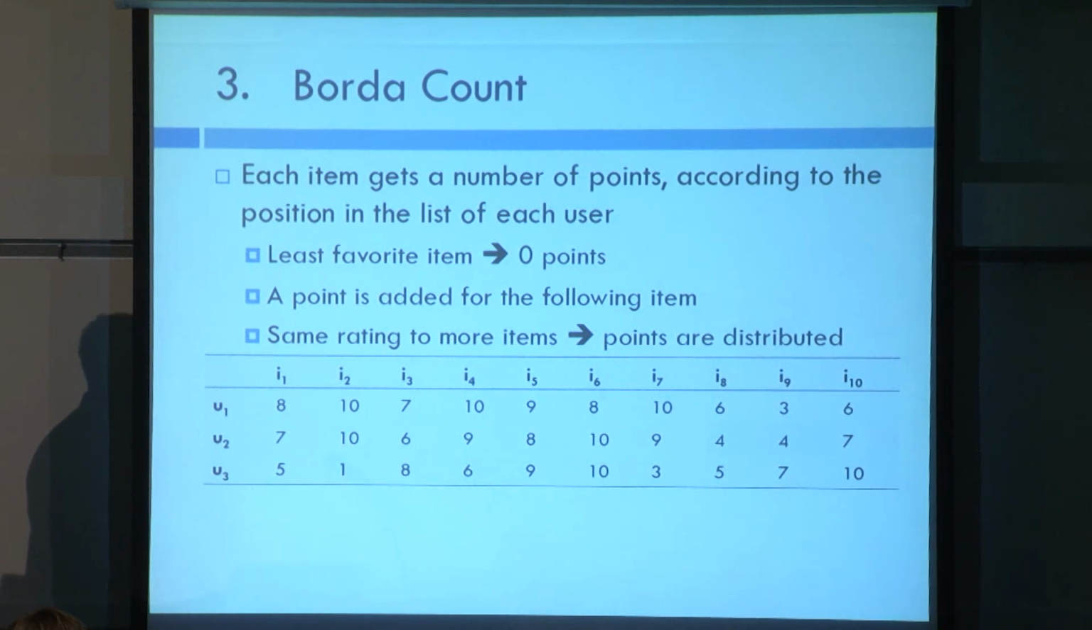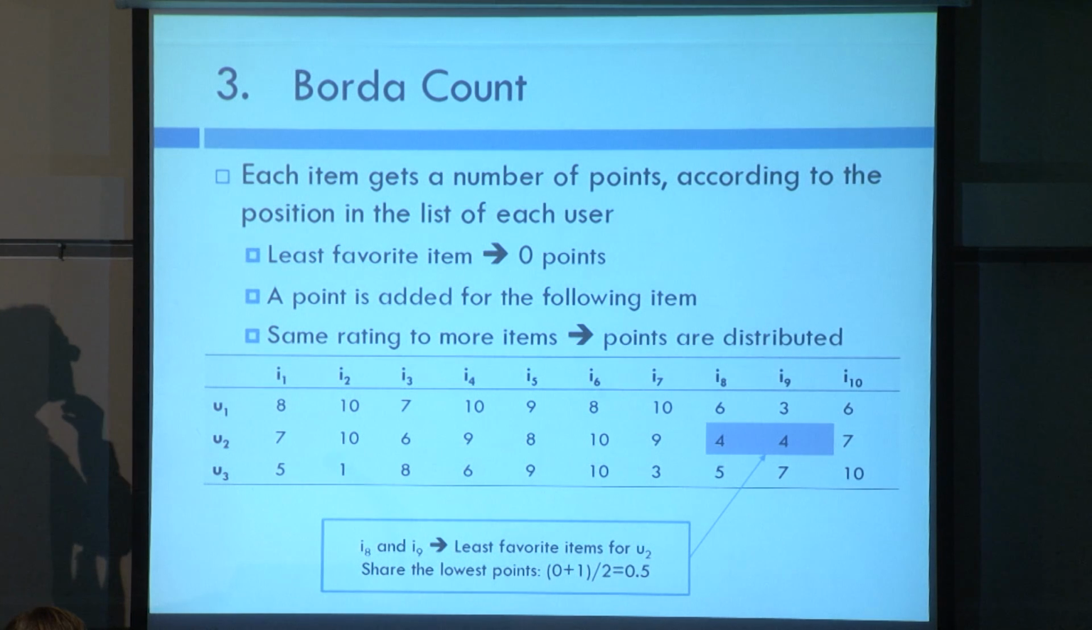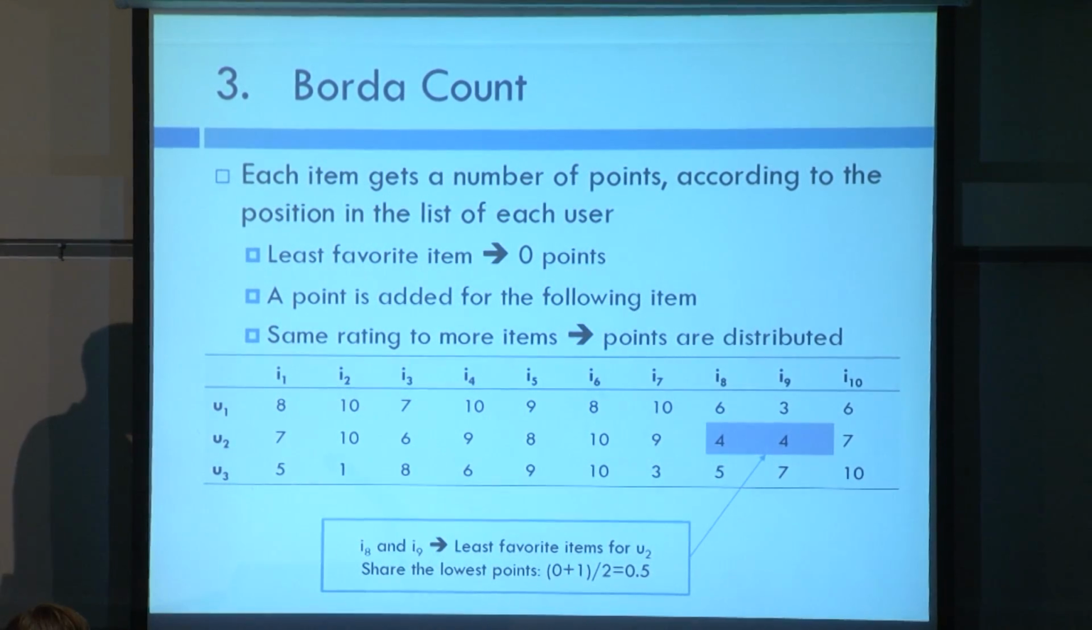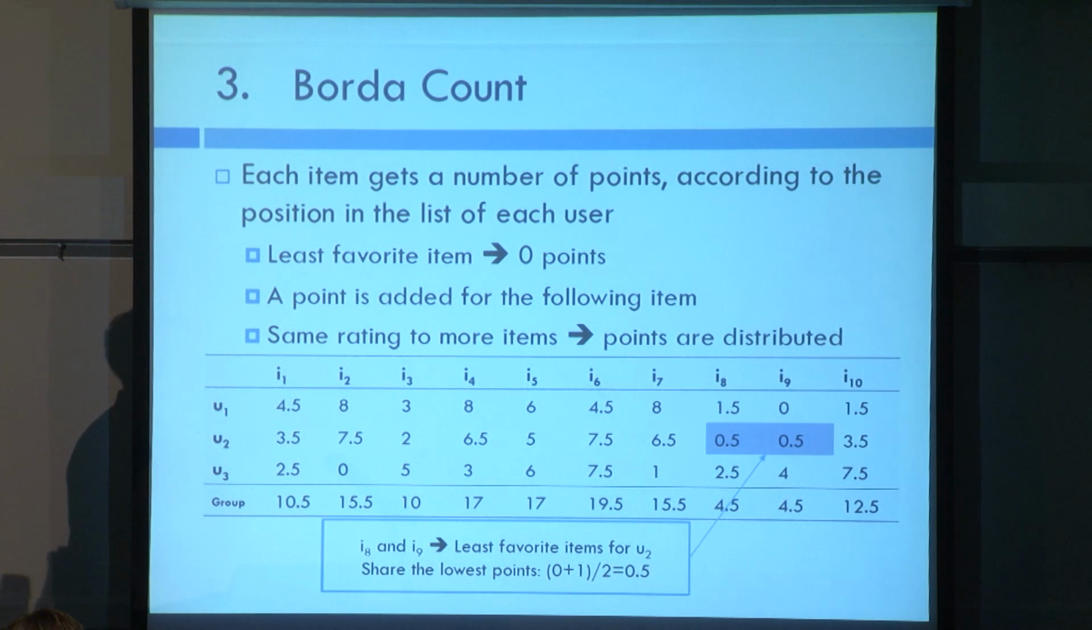Let's see how this strategy works with a practical example. Let's consider user U2. As you can see, for this user, items 8 and 9 are the least favorites because they both received a score of 4. So they share the lowest points, 0 and 1, and both items get a 0.5 score. The individual ratings expressed by the users are substituted with these scores, and the individual scores for an item are added, and the items are ranked by score.